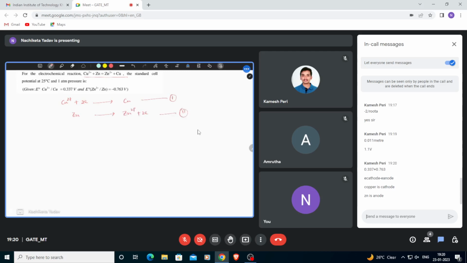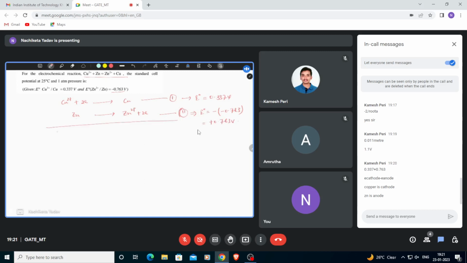Second, here from Cu 2 plus to Cu, the E naught value is given, it is 0.337 volt. And for zinc 2 plus to zinc, it is given as minus 0.763. But in this half reaction, it is zinc to zinc 2 plus, so the E naught value will be plus 0.763.